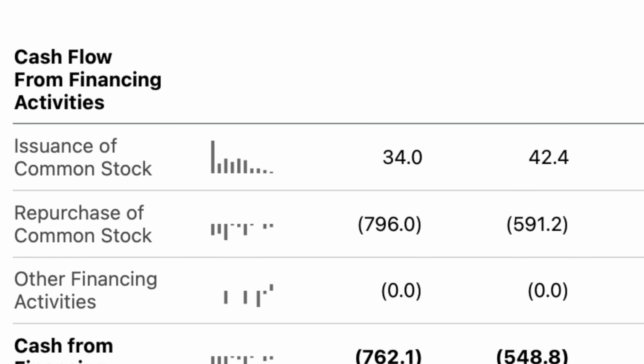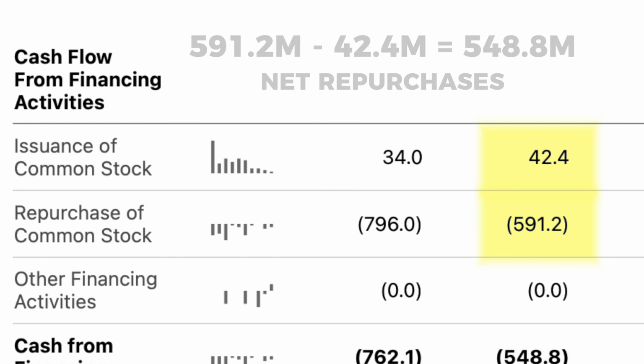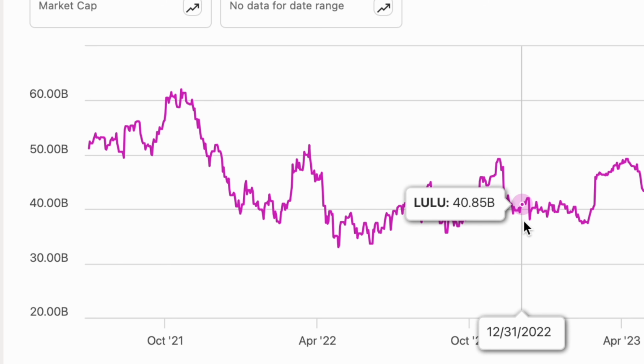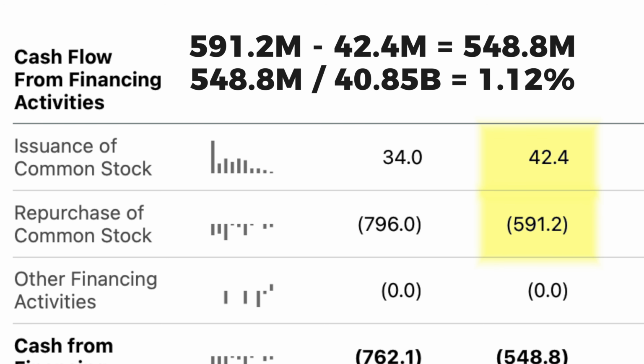And now if we just want to compare that to their calendar year 2023, it would be 591.2 million minus the 42.4 million of shares that they issued, which would be $548.8 million of net shares repurchased. And if we look at what the market cap was at the beginning of 2023, it was $40.85 billion. Giving us a buyback yield of 1.12%. So at a very high level, the buyback yield has been growing, which is nice.